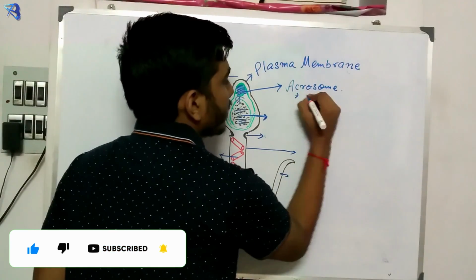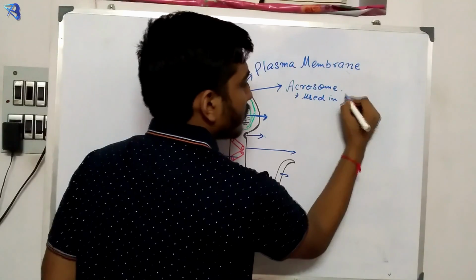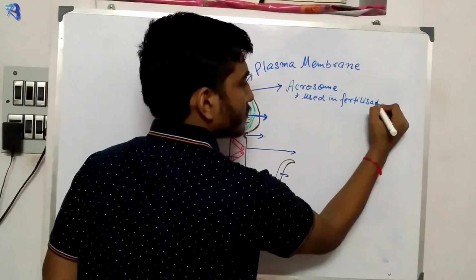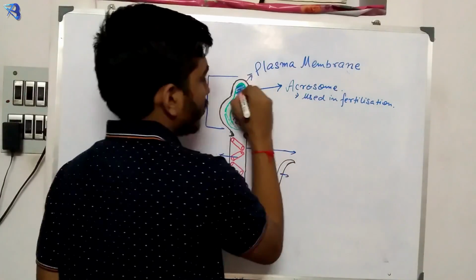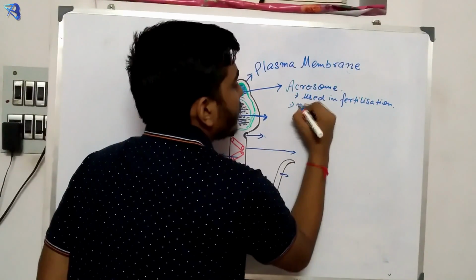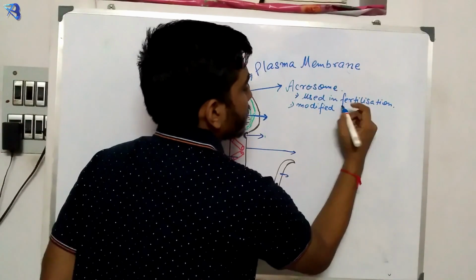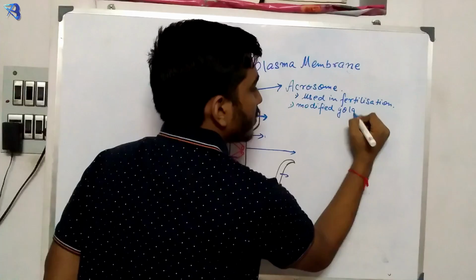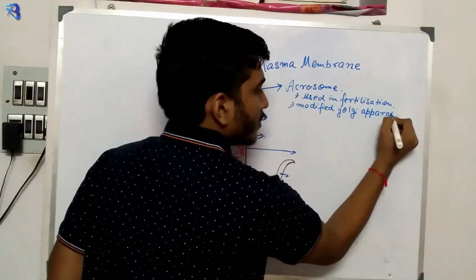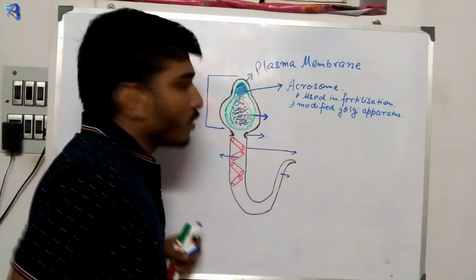First point, it is used in fertilization. This acrosome part only penetrates the ovum, okay? And the second point, it is the modified Golgi apparatus. Okay, these are the two points related to the acrosome.